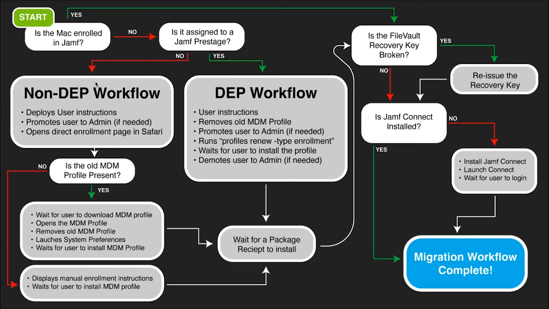First off, we're going to deploy user instructions through DEPNotify. If necessary, if the user is a standard user, we're going to promote them to admin. We're then going to directly open the enrollment page through Safari, and this is a page where they don't have to log in. It'll just open directly to the download link for the MDM profile. Then we need to ask another question in this script.